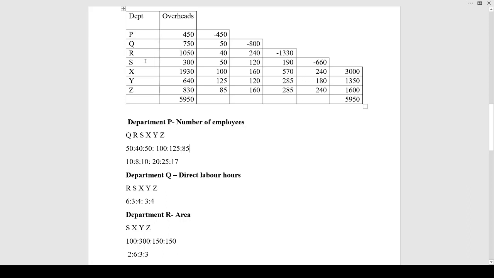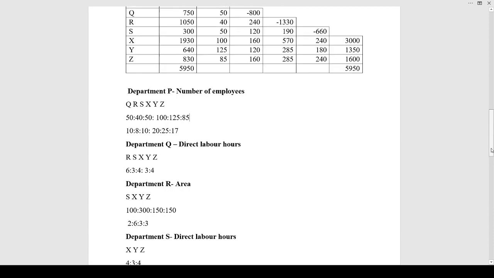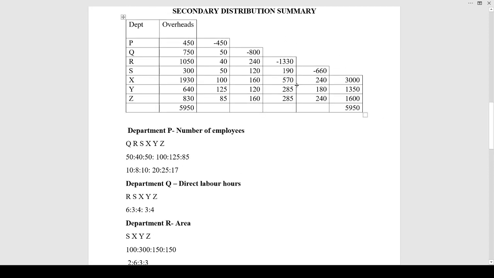Next comes the last department, that is S department. S department overheads are, it was 300 plus 50 plus 120 plus 190. So total is 660. So in the next column minus 660. And S department overheads are on the basis of direct labor hours. So we have only the production departments remaining. So the ratio is 4 is to 3 is to 4. So the amount 660 is distributed among the production departments. X department 240, Y department 180, and Z department 240.